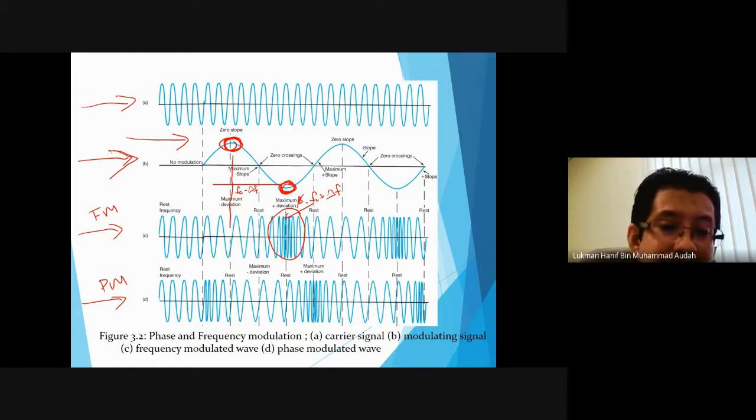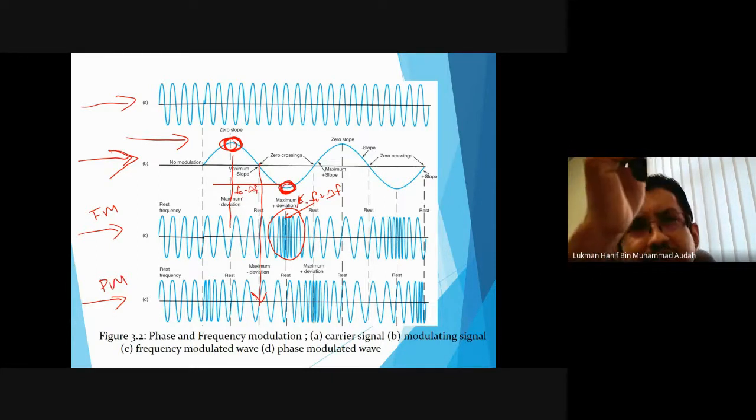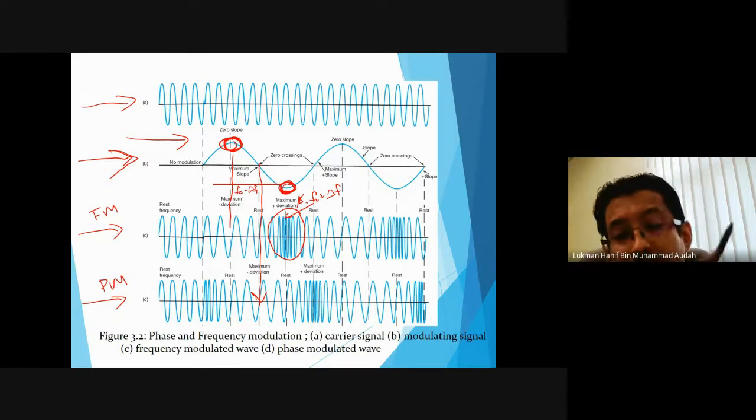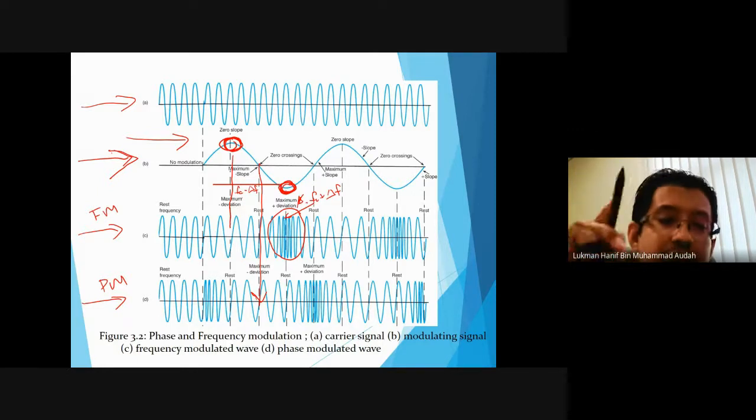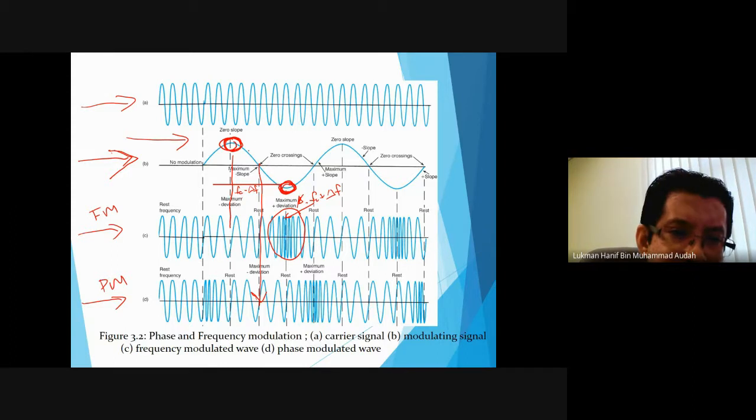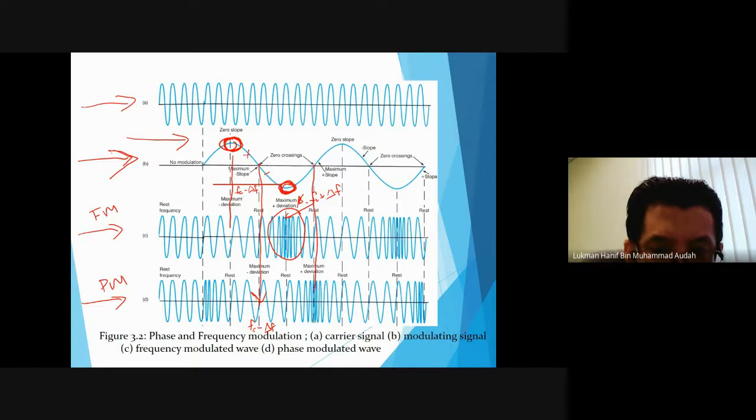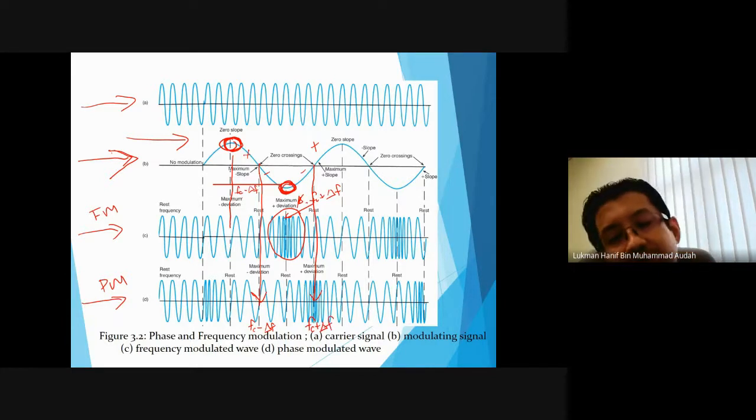Berbeza dengan PM, yang mana perubahan ketara berlaku pada ketika zero crossing, iaitu ketika message signal berubah daripada positif ke negatif ataupun negatif ke positif, barulah berlakunya perubahan ketara pada frekuensi output. Pada zero crossing daripada positif ke negatif, nilai frekuensi carrier berada sangat minimum, iaitu FC minus delta F. Pada zero crossing seterusnya, daripada negatif ke positif, nilai frekuensi carrier menjadi maksimum, iaitu FC plus delta F. Dan seterusnya. Ini nanti saya akan sambung explain pada minggu hadapan.